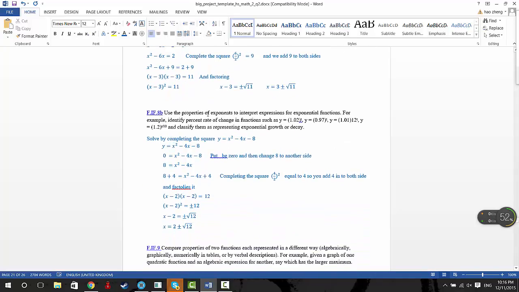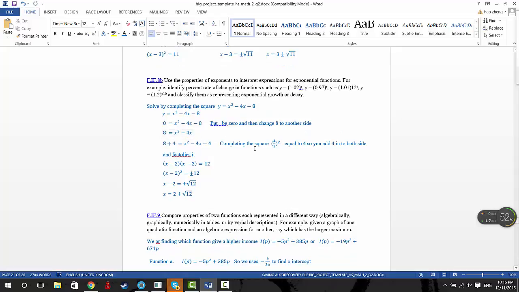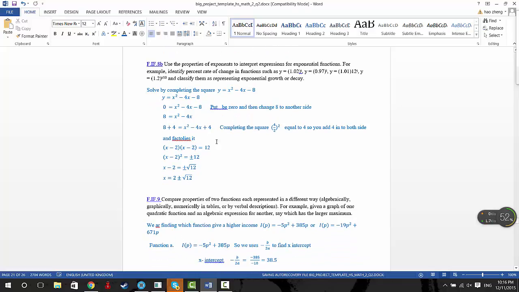And use the properties of exponents to interpret expressions for exponential functions, for example. So solve by completing the square again. I'm starting to get bored of this. Come on, let's do this fast. Okay, so we do the same thing. Put the 0, right? Put 8 on the other side and we get this thing, and take a 4 out and do this thing again. We'll get equals 4, and then we add it to both sides. We factorize.